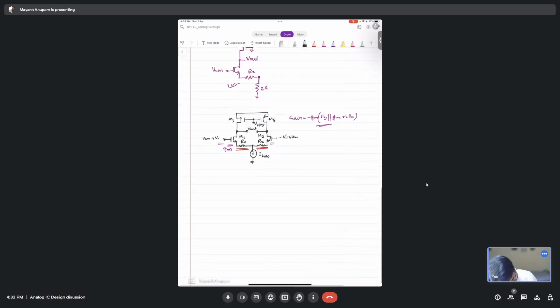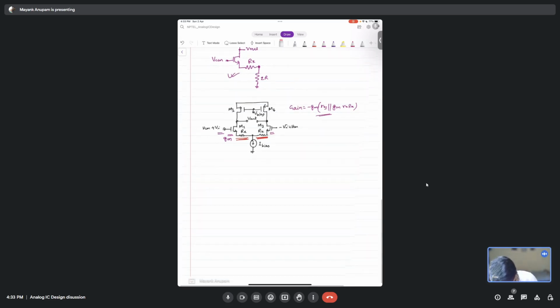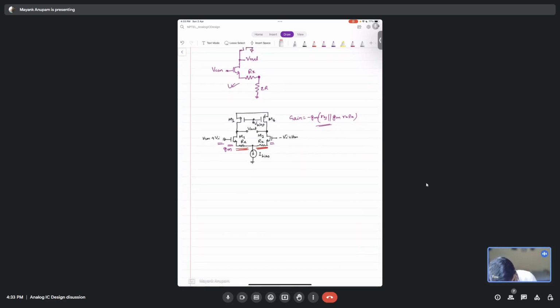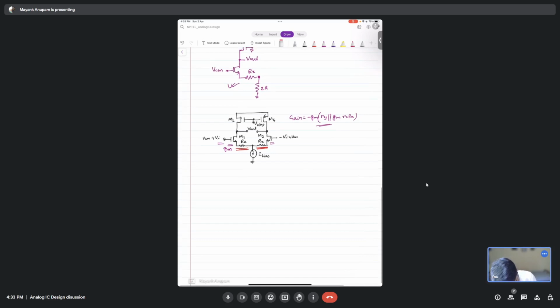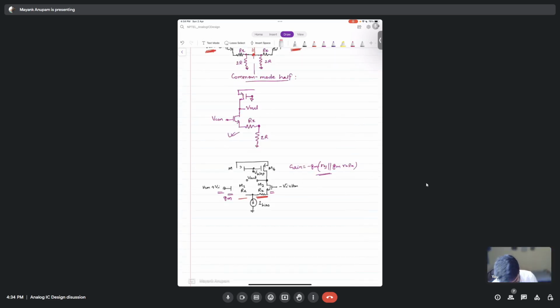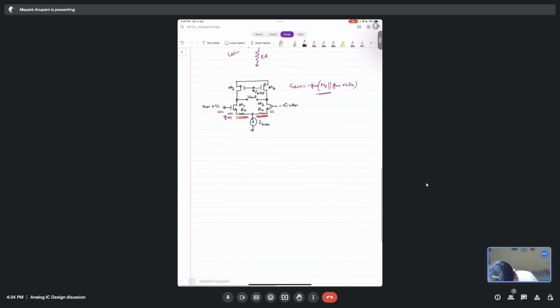Now tell me, what will be the differential mode gain? How will you find out the differential mode gain? First, we have to construct the differential mode equivalent, isn't it? So what all places will be AC ground here? V bias, correct. So let's construct the differential mode equivalent.